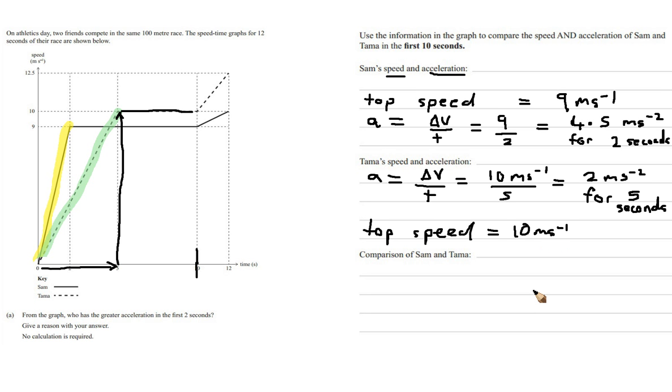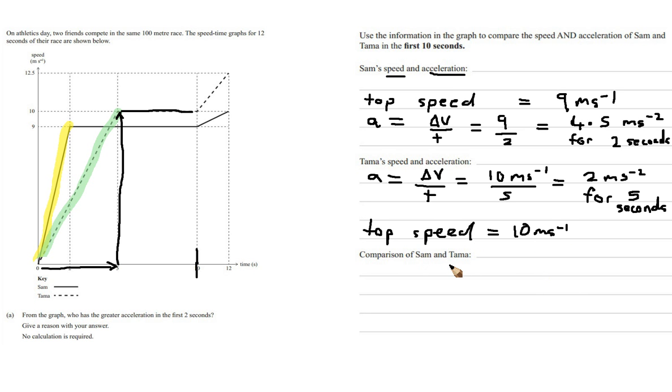So if we have a look at this, essentially Sam accelerates at 4.5 meters per second squared. We worked out the acceleration from the slope of the graph here, and he accelerates for 2 seconds, then levels off at a top speed of 9 meters per second. Tamara accelerates, the slope of her graph during this first part is 2 meters per second squared. So it's not as fast an acceleration, she's not speeding up as quickly, but she accelerates for 5 seconds. So she reaches a max speed up the top here of 10 meters per second.